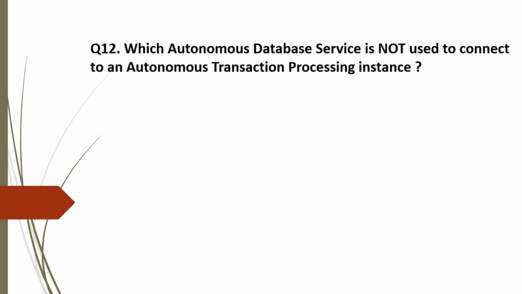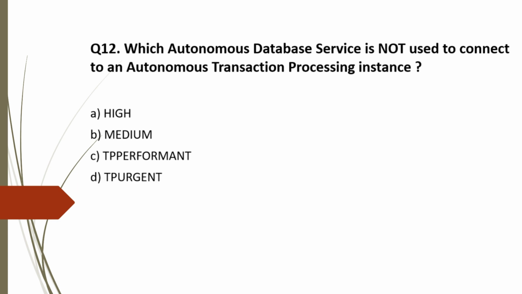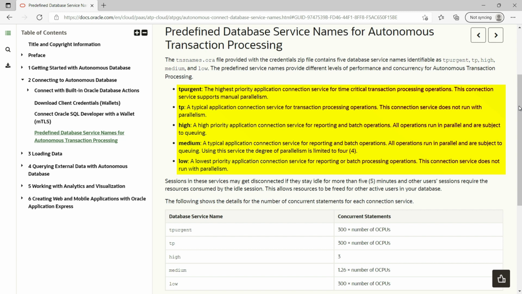Question 12. Which Autonomous Database service is not used to connect to an Autonomous Transaction Processing instance? And the options are A, high, B, medium, C, TP performant, and D, TP urgent. There are some predefined database service names for Autonomous Transaction Processing. These are TP urgent, TP, high, medium, and low.